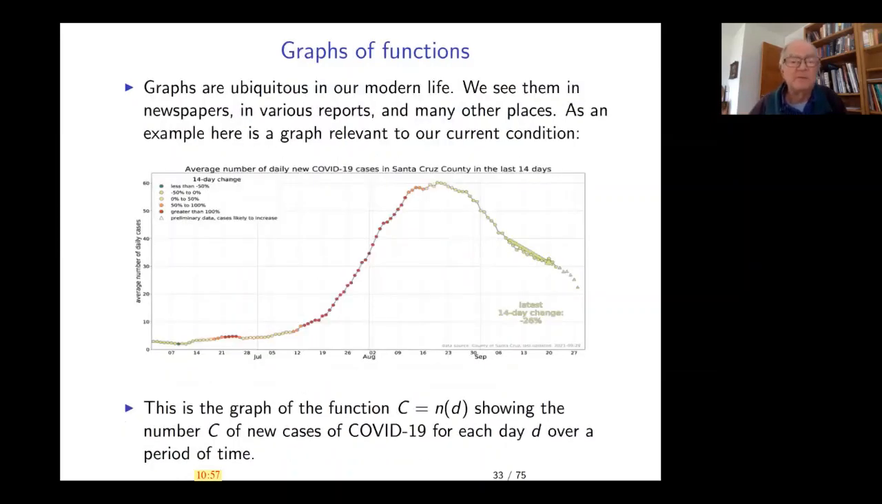Functions have graphs, and graphs in our life we see all the time, we understand them, they are in newspapers, in books. So this, for instance, shows a number of COVID cases in the last 14 days in a period of time. It's very clear what this means, right? It's a graph of a function. The function is c equals n of d, where d is the number of days elapsed, and n is the number of cases on each day.